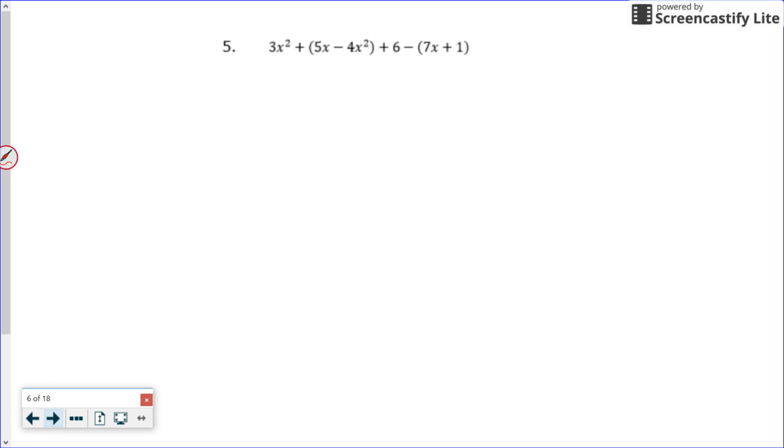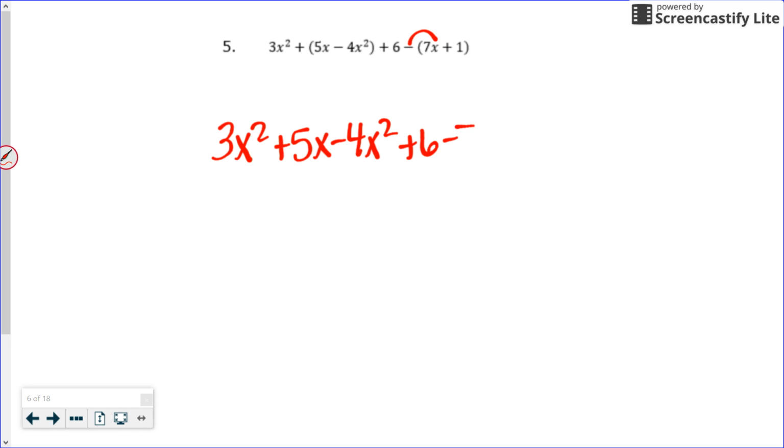Number five. For this one, first thing we need to do is get rid of our parentheses. So 3x squared is going to be by itself. And then I've got plus 1 times 5x. That plus 1, when I distribute it, it's not going to change anything. So 1 times 5x is 5x. 1 times negative 4x squared is negative 4x squared. We can essentially drop those parentheses. Then I have a positive 6. What I do need to distribute, though, is this negative 1 times 7x would be negative 7x. Negative 1 times 1 would be negative 1.